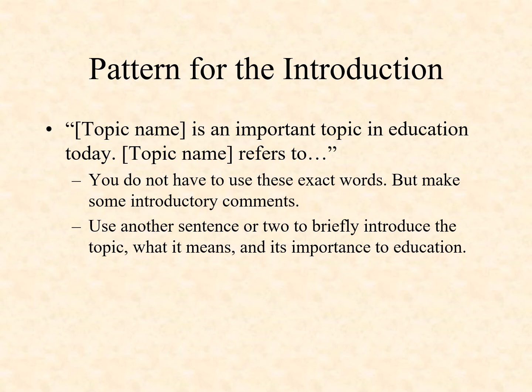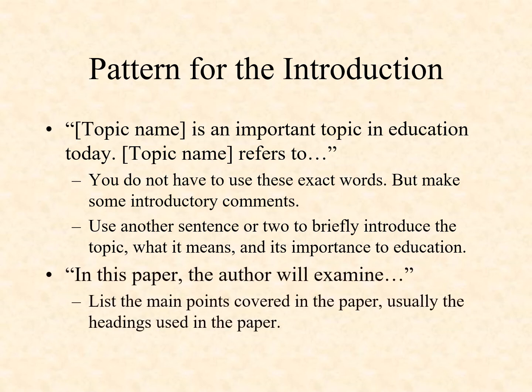Within a sentence or 2 in the first paragraph in the introduction, do something like this. State your topic and say, this topic is an important topic in education today. This topic refers to, and maybe describe it a little bit. Remember, we're trying to hook the reader and get their interest, but we also want to inform them what the topic is. Then, let's create a second paragraph that says something to the effect, in this paper, the author will examine, and now go on to list the main points that are going to be covered in your paper. So usually, those are going to be the points from your outline, and they're the headings also that you're going to use in the paper.